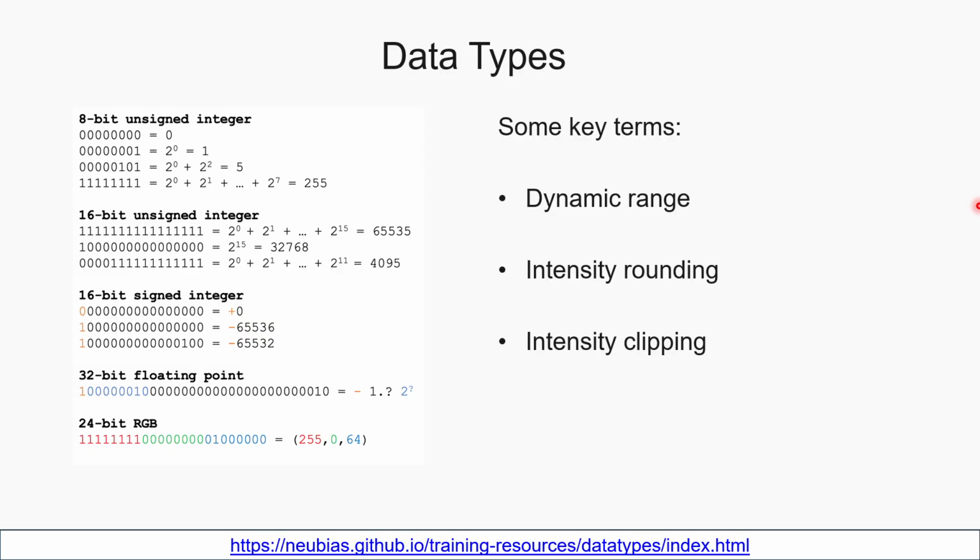Now, intensity rounding happens when values are converted between formats and precision is lost. For example, the maximum value for a 16-bit image is 65,535. Yet there are more numbers between 0 and this, and so when maybe an image is converted from a 16-bit to an 8-bit, some of those numbers are merged into other integer values.